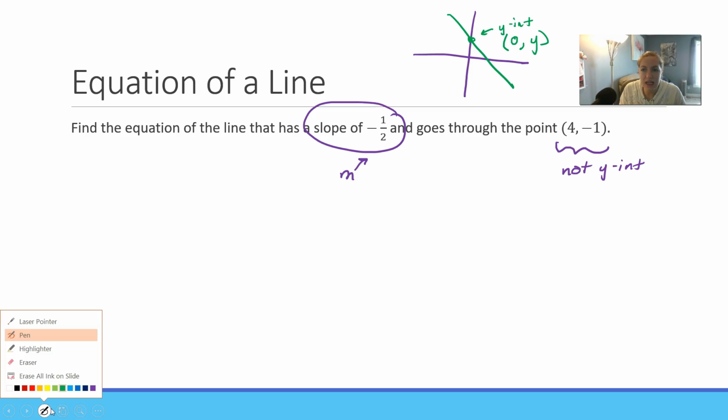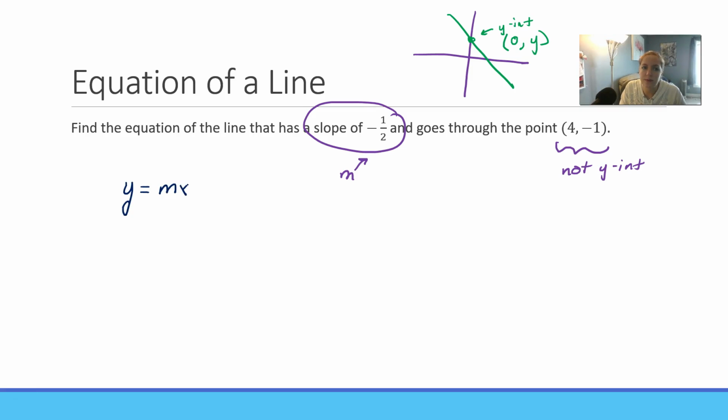So we aren't given the y-intercept, but we can solve for it. We can figure it out. We have the ability. So you always want to start with your slope-intercept form. Y equals mx plus b. Plug in what you know. What do we know? We know that m is negative 1/2, and we know that this point, which is x and y, is on that line.